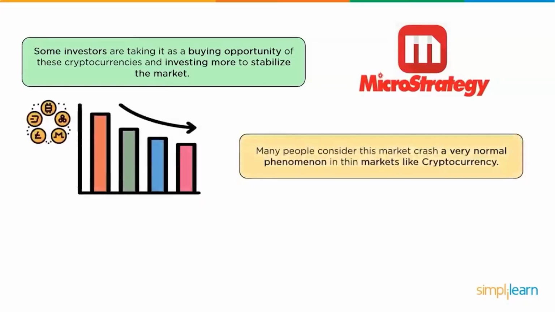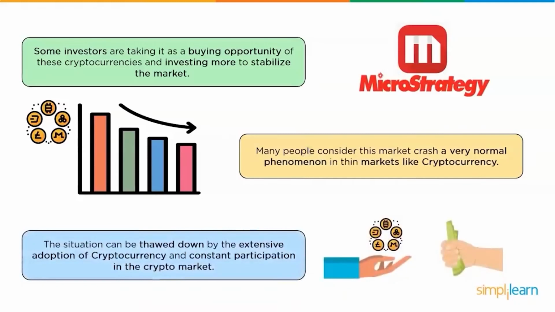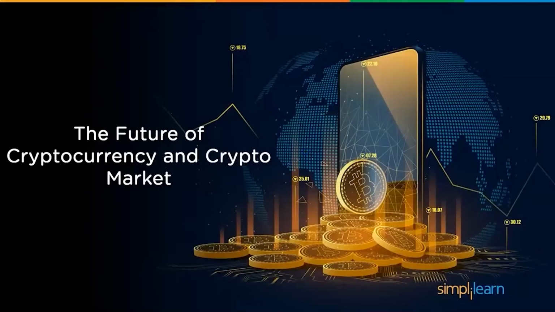Many people believe that what we witnessed in the last few days was the liquidation of the leveraged long positions followed by a panic sell-off, and is considered a very normal phenomenon in thin markets like cryptocurrency. They believe that this situation can be thwarted by extensive adoption of cryptocurrency and constant participation in the crypto market. Well, this whole scenario makes me question what the future of cryptocurrency and the crypto market holds.